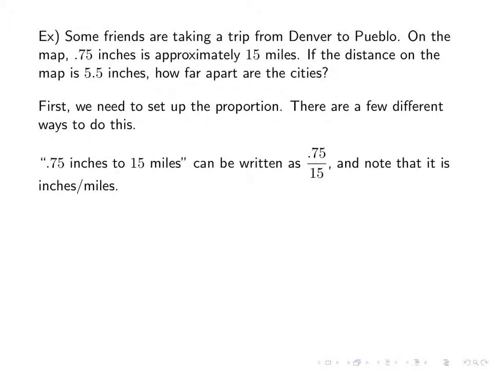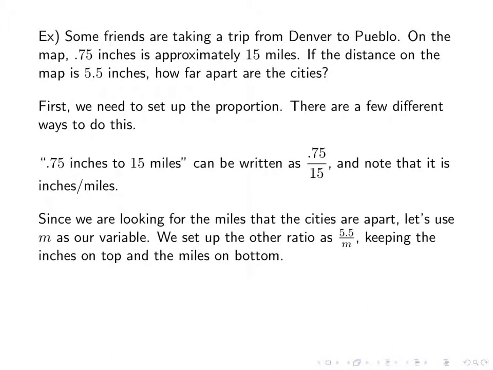So we start off with the ratio of 0.75 inches to 15 miles. Remember, a ratio is comparing two items. We're comparing the 0.75 inches to 15 miles. And it's very important to remember the order that you're in. Inches are on top, miles are on the bottom. We're looking for the miles apart that the cities are, so let's use m as our variable, m for miles. Our other ratio will be 5.5 divided by m. Again, we're keeping inches on top, miles on bottom. We set them equal to each other, and then we solve.